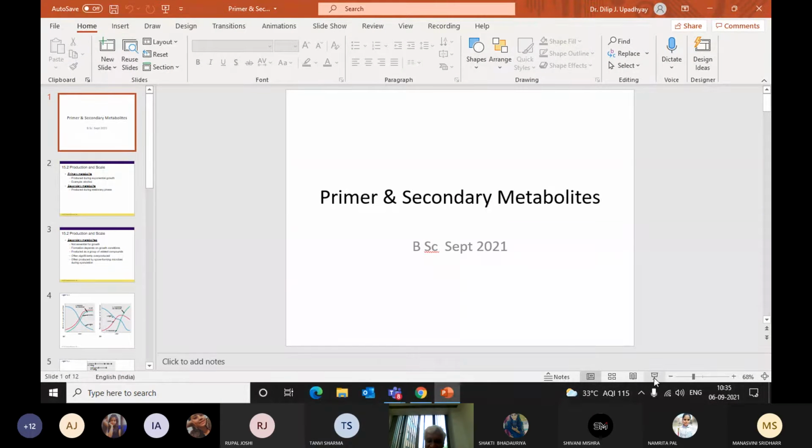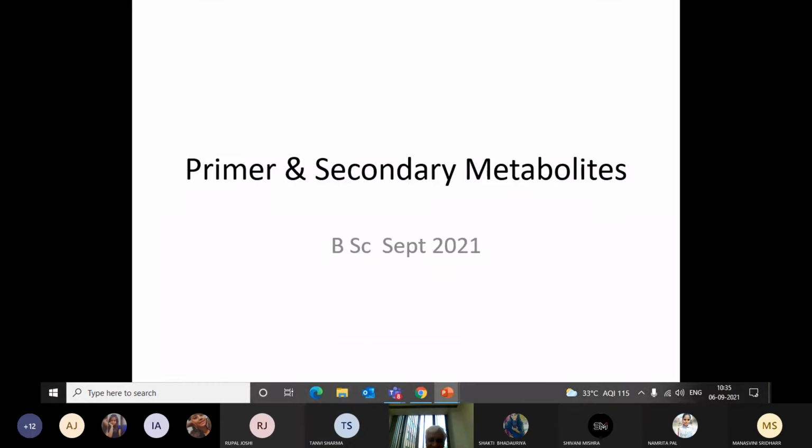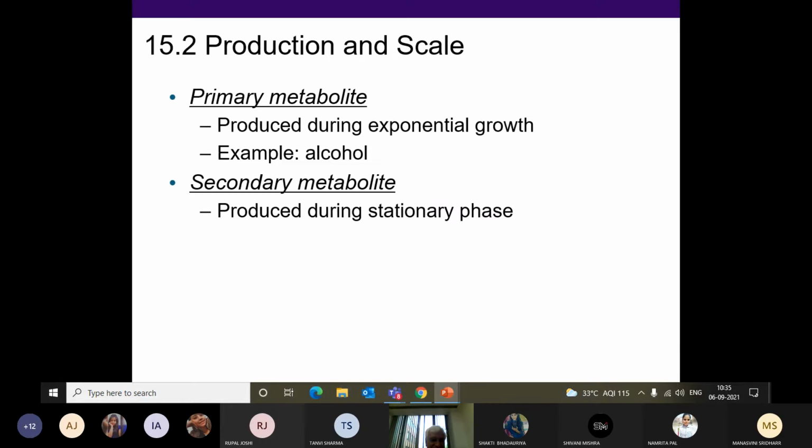Yes, sir. Okay. So, I will take you through the primary and secondary metabolites. And these notes I will send you. So primary metabolites are produced during the exponential growth. Just one minute back, I explained you, correct? Exponential growth. There are three phases of growth.